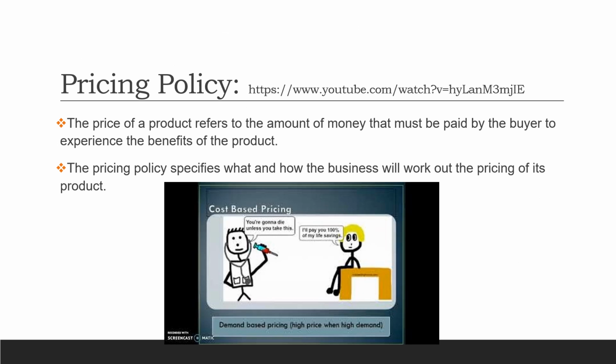So first we're going to look at the pricing policy. The price of a product refers to the amount of money that must be paid by the buyer to experience the benefits of the product. The pricing policy specifies what and how the business will work out the pricing of its products.